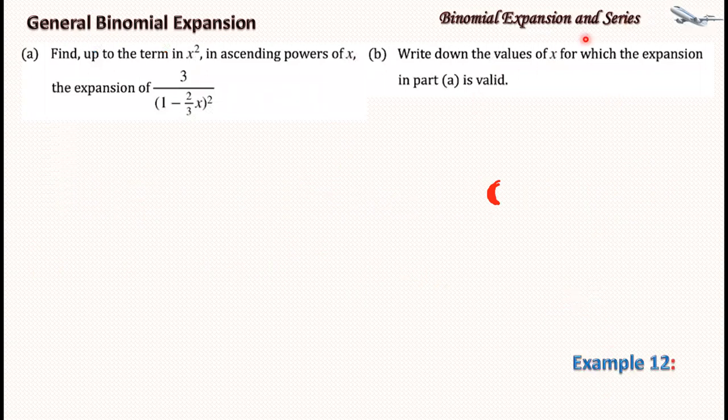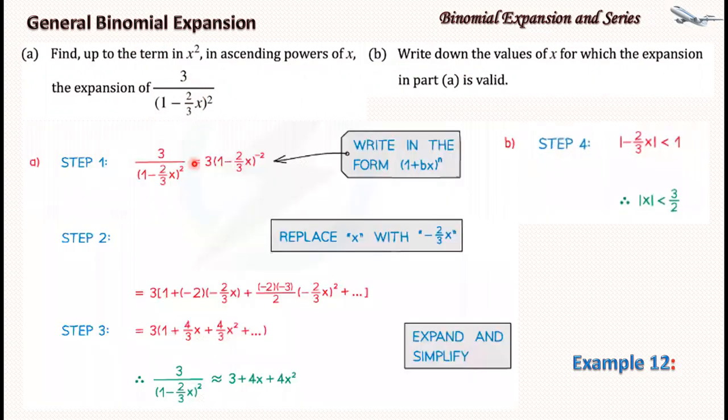Okay, so the next example that we have here, which is also direct: find up to the term x squared in the ascending powers of x. B, write down the values of x for which the expansion is valid. So for this expansion, the first thing is to find up to the term containing x squared. We can write this as 3 into 1 minus 2 on 3x to the power minus 2. And from here, we just have 3 with the bigger brackets outside.